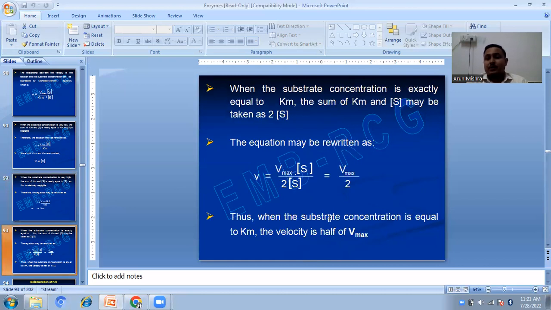When the substrate concentration is exactly equal to Km, the sum of Km and S may be taken as 2S. So the equation can be written as V equals Vmax divided by 2. Thus, when the substrate concentration is equal to Km, the velocity is half of Vmax.